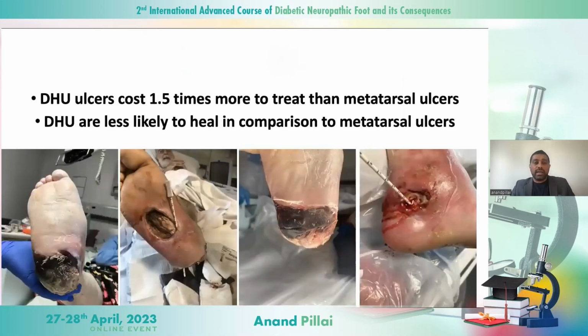The importance of diabetic heel ulcers is that they are quite difficult to treat. These are some of my patients. As you can see, I'm sure that you've encountered similar patients in your practice. These ulcers are quite difficult and challenging to get to heal, and we know that they cost a lot more than ulcers anywhere else in the foot. That's partly because they involve the bone, you have early osteomyelitis, and skin coverage area can be a problem.